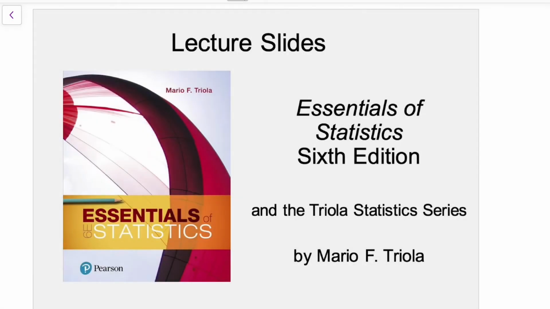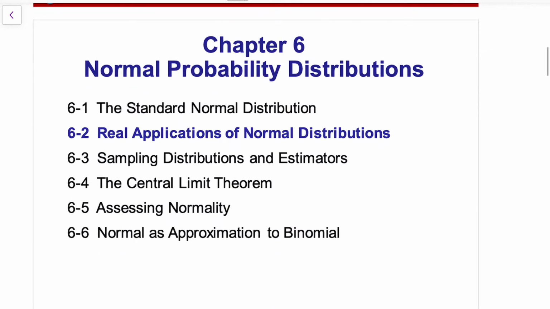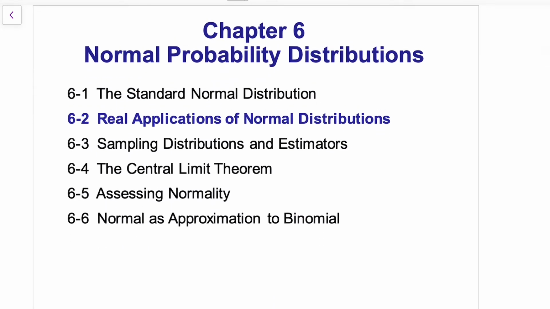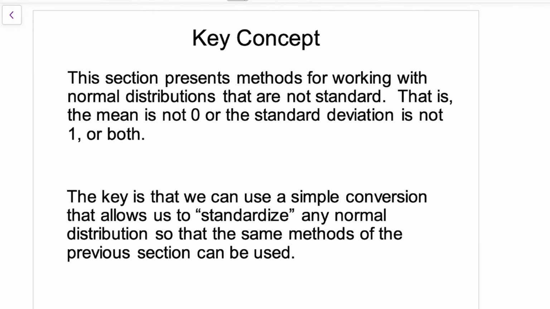Hello, in this video, we're going to start the new section, 6.2, Real Applications of Normal Distributions. In this section, we're going to be dealing with normal distributions that are not standard. That is, we do not have a mean of 0 or standard deviation of 1. And the key is we will use the z-score formula learned in a previous chapter to convert any normal distribution into a standard distribution.